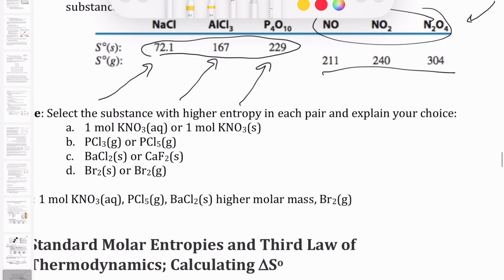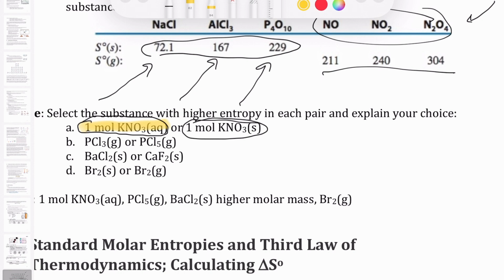All right, so let's take a look at an example and figure out which substance has a higher entropy. So if we look at 1 mole of KNO3 aqueous versus 1 mole of KNO3 solid, we're going to say that this aqueous substance here is going to have higher entropy, right? And again, the reason is because when you're in the solution state, the ions are separated. So they're more free to move, they're less ordered, and as a result, they have higher entropy.